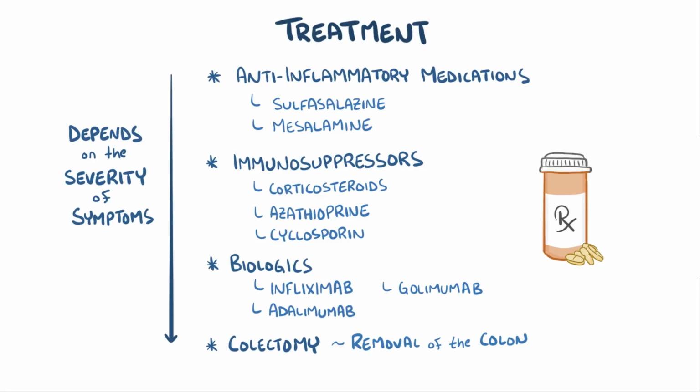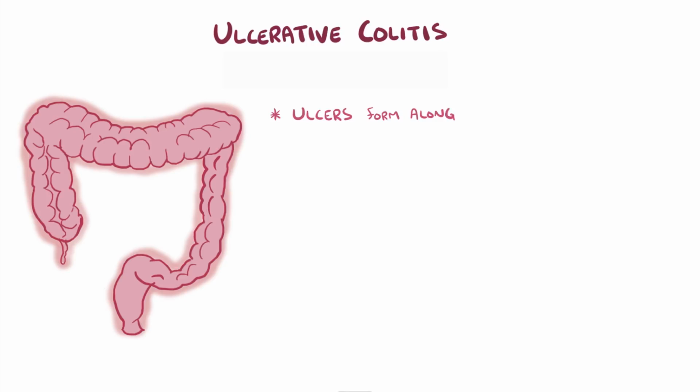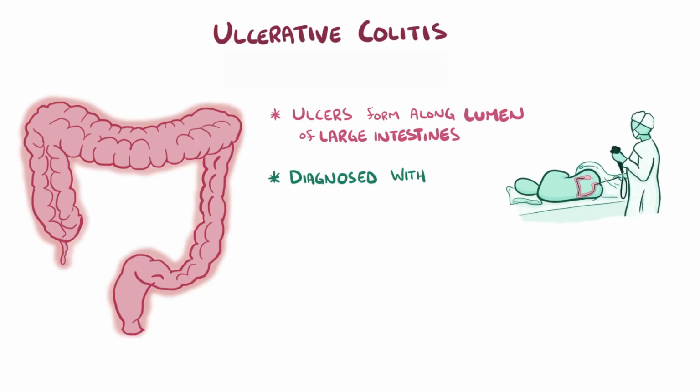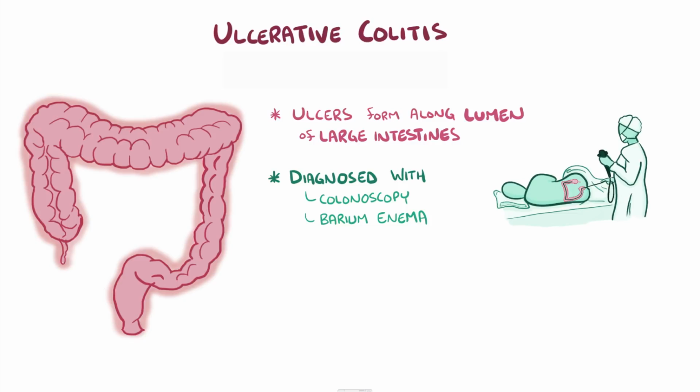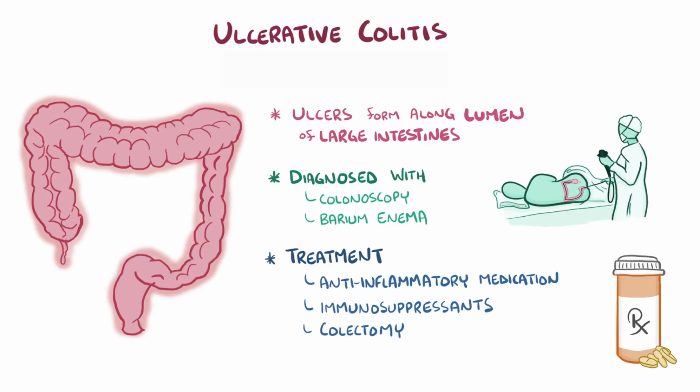Since the disease only affects the large intestine, removal of the colon generally cures the disease, but you have to weigh the benefits of curing the disease against the total loss of the large intestine. Alright, as a quick recap. Ulcerative colitis is the most common type of inflammatory bowel disease, where ulcers form along the inner surface or lumen of the large intestine, which includes both the colon and the rectum. Ulcerative colitis is diagnosed with the help of colonoscopy and barium enema, and treatment involves anti-inflammatory medications, immunosuppressants, or colectomy to remove diseased parts of the colon in severe cases.